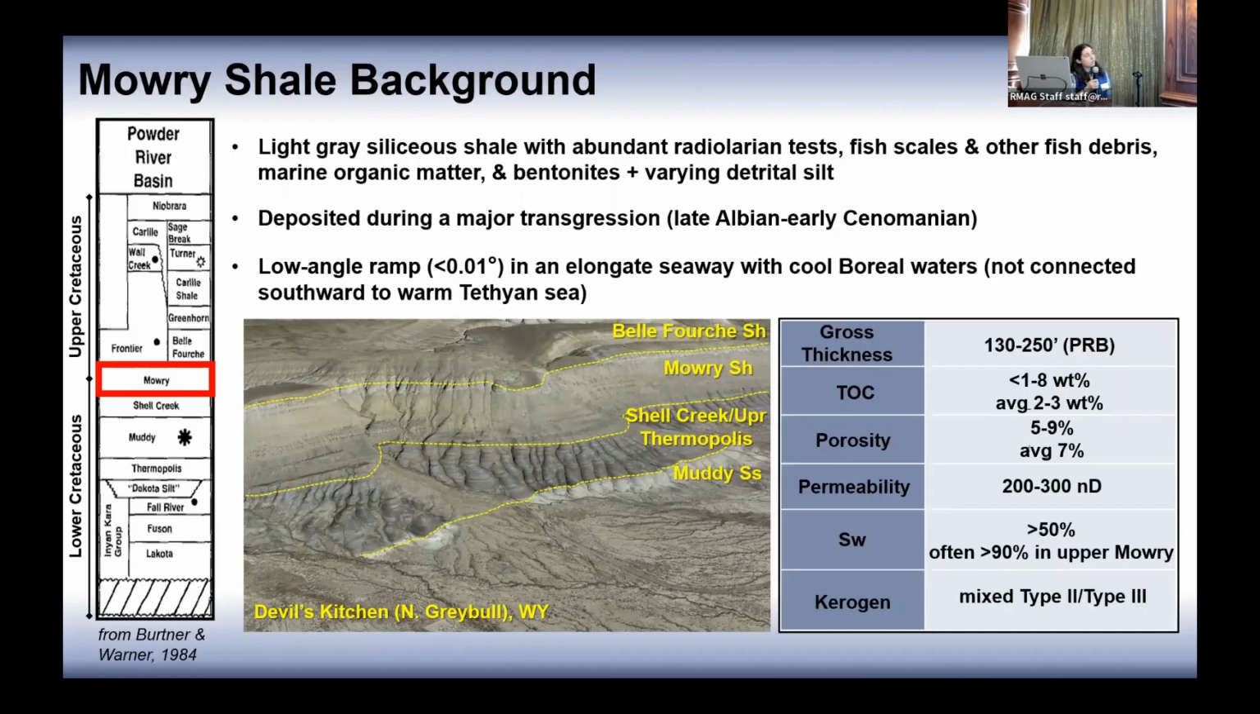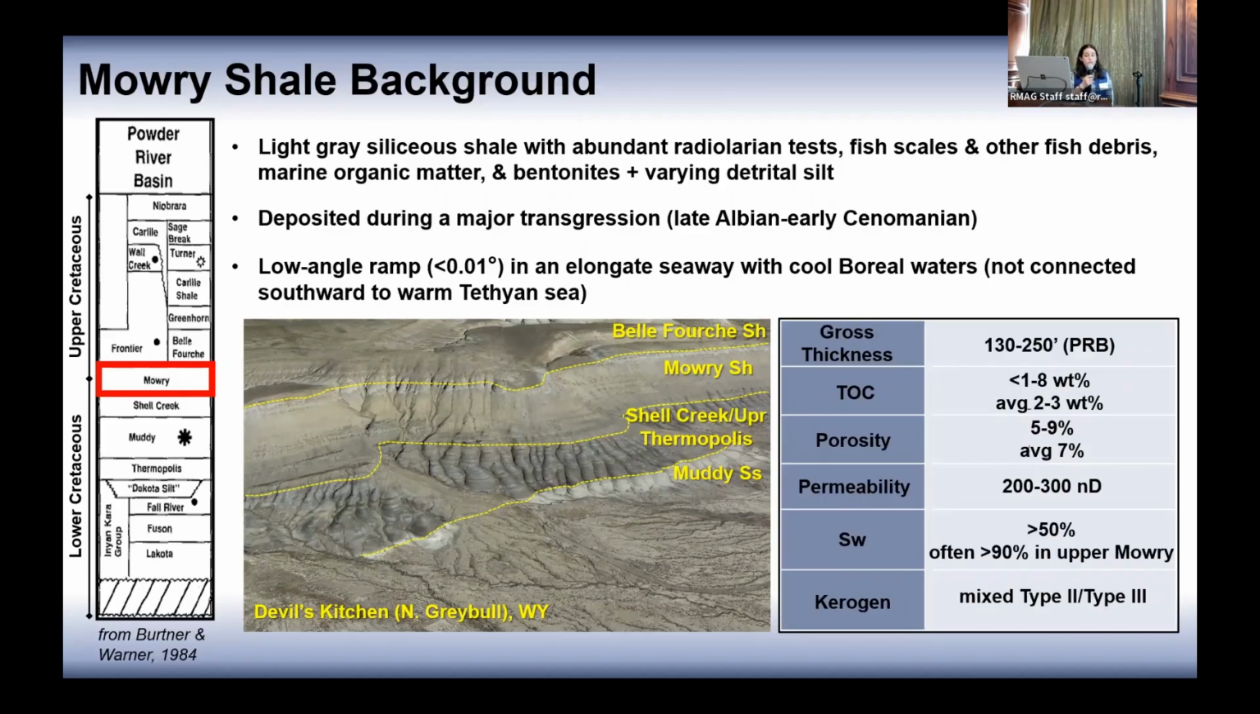The Mowry was deposited during a major transgression of the Cretaceous interior seaway along a low angle ramp. And at the time of deposition, unlike something like the Niobrara, where the seaway was connected fully from the north to the south, during Mowry deposition, it was restricted. And so you have a very different sort of chemical setup. That's why you have rocks so different in something like the Mowry that's very siliceous versus something like the Niobrara that's got more carbon.